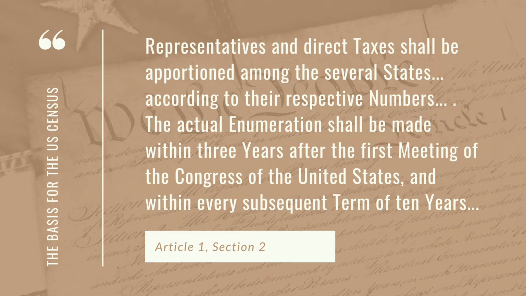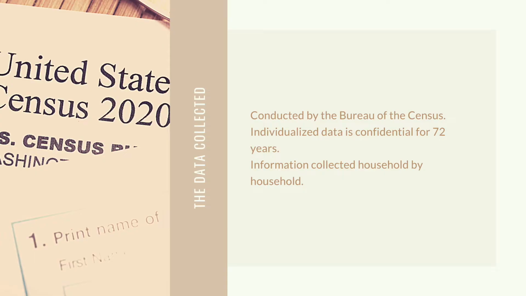Article 1, Section 2 of the US Constitution sets out a requirement that an enumeration of the people who are living in each of the states be carried out every 10 years. The first US Census took place in 1790, and one has taken place every subsequent decade. Title 13 of the US Code established the Bureau of the Census as part of the US Commerce Department.